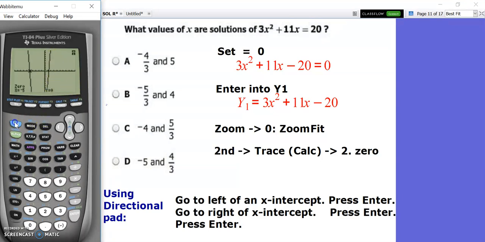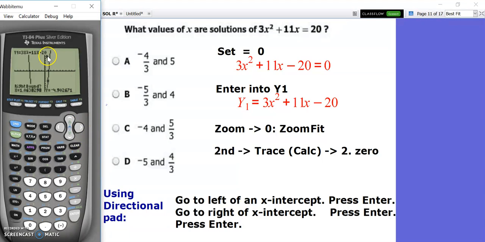So again, second, trace to get to the calculate screen. And then number 2 is zero. But now we got to set the left bound to the left of this other x-intercept. So I'm going to hit right until I get over here, until I see my little spider cursor. There it is. So here I'm definitely to the left of it. Maybe I'll go even further to the left of it just to make sure you guys can see it. It's right there. I click enter, there's my left bound.